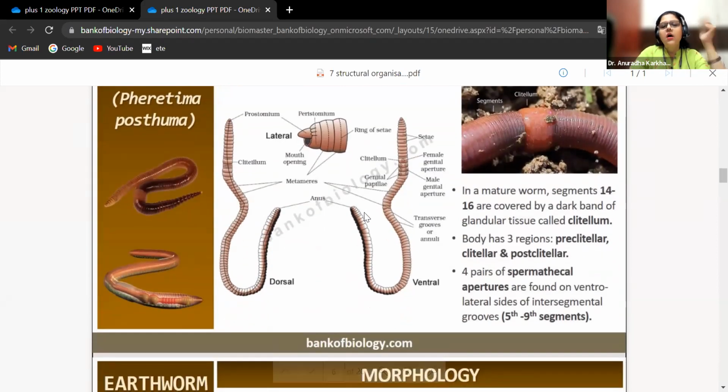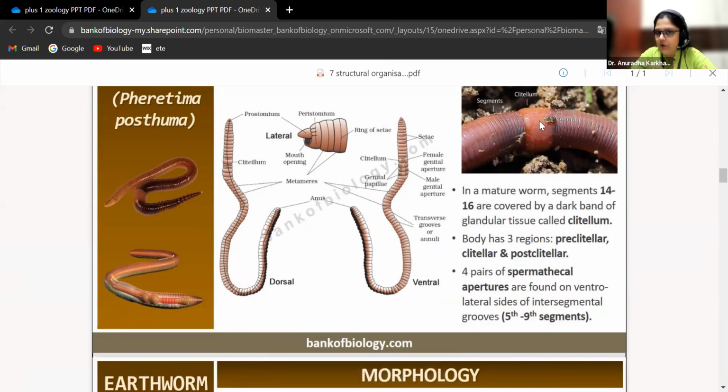In a mature worm, you can see segments 14 to 16 are covered by a dark band of glandular tissue called the clitellum. Now look here, this is an actual photograph. You can see a thick band here. This thick band is made up of segments 14, 15, 16, covered with glandular tissue. The name tells you glandular tissue is associated with secretions. Correct? A gland will secrete something.